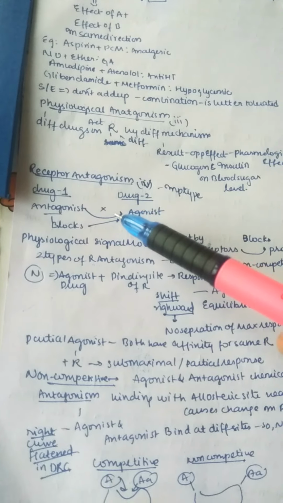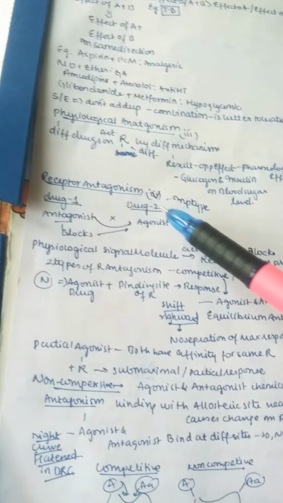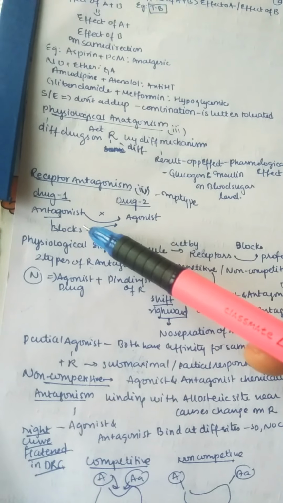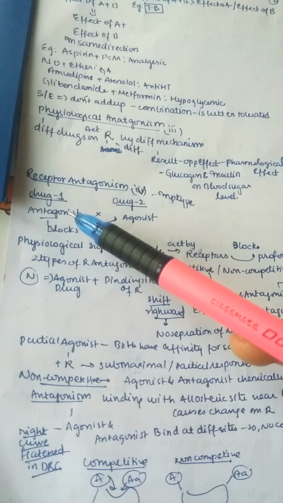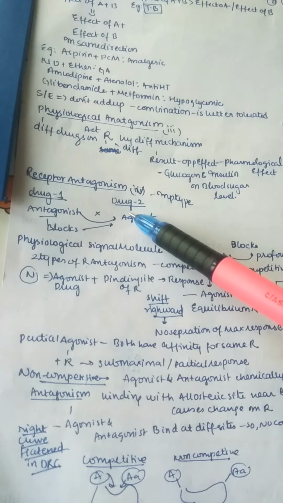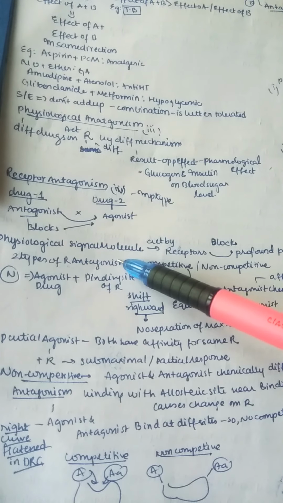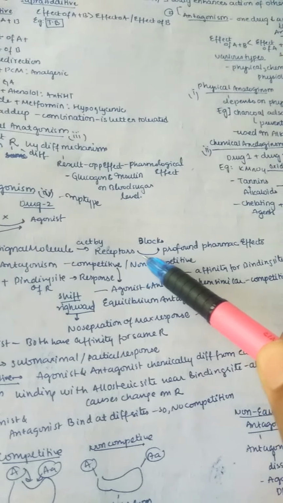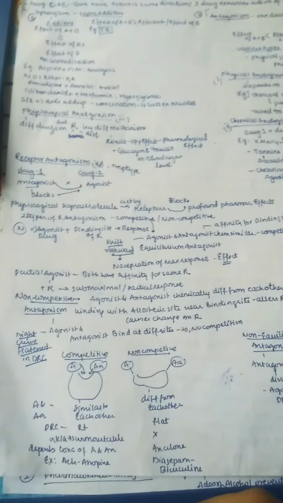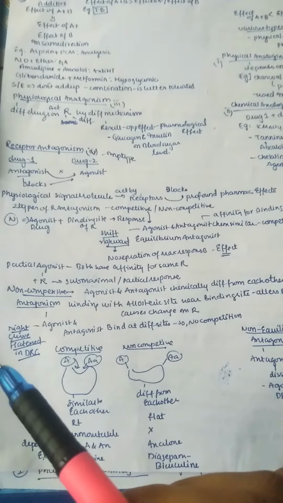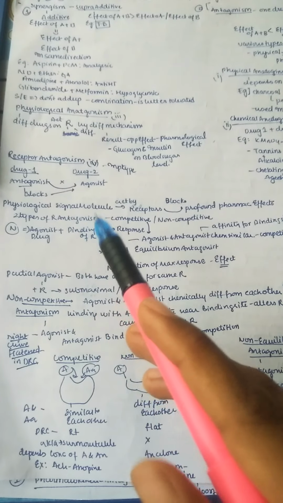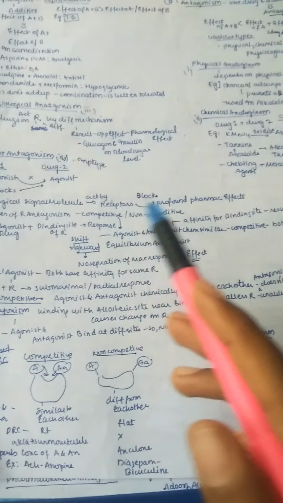Next, coming to receptor antagonism. This is a very important type. Here drug 1 blocks drug 2, that is, drug 1 is the antagonist and it blocks the agonist. So this is what takes place, and the physiological signal molecule acts on the receptors, and the antagonist blocks the profound pharmacological effects in this case. So mainly there are two types of receptor antagonism, competitive type and non-competitive type.